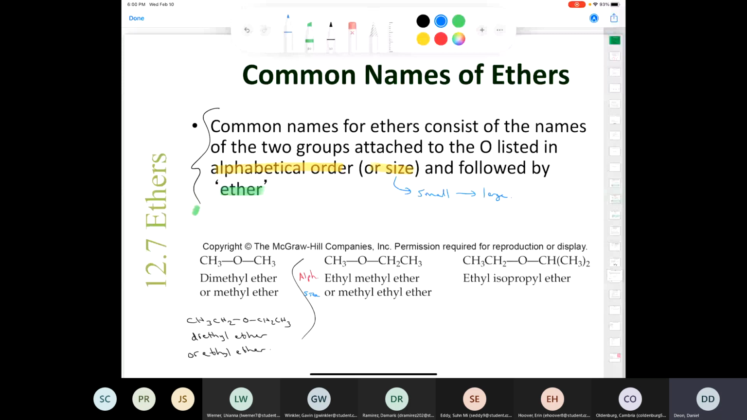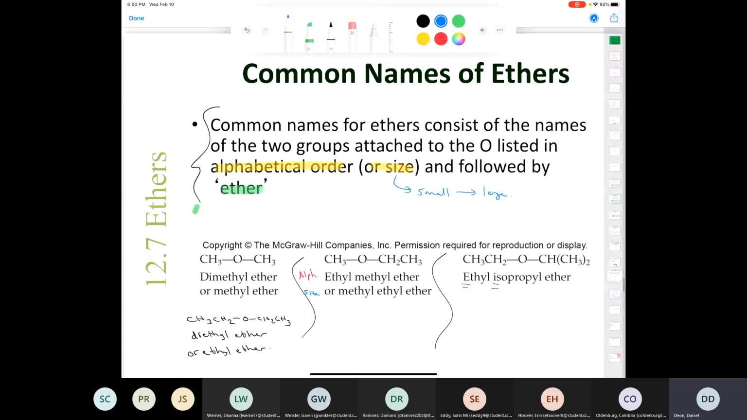And then in the last example, we have an ethyl group and an isopropyl. It doesn't matter if you name it according to alphabetical order, E comes before I, or according to size, an ethyl group is smaller than an isopropyl group. Either way, you only end up with one common name, and that is ethyl isopropyl ether. That's it. So those are common names.